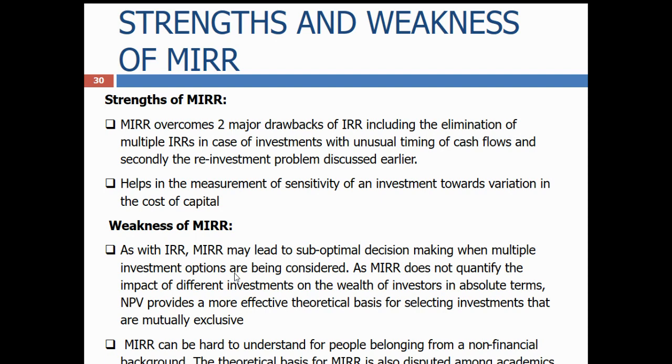NPV gives you the exact amount of wealth that can increase in a company, how granular the company's income increases, the value, the wealth increases. MIRR does not tell that, and MIRR can be hard to understand for certain people. If you use some other method like payback period, or NPV, the way it calculates might be easier to understand compared to MIRR.